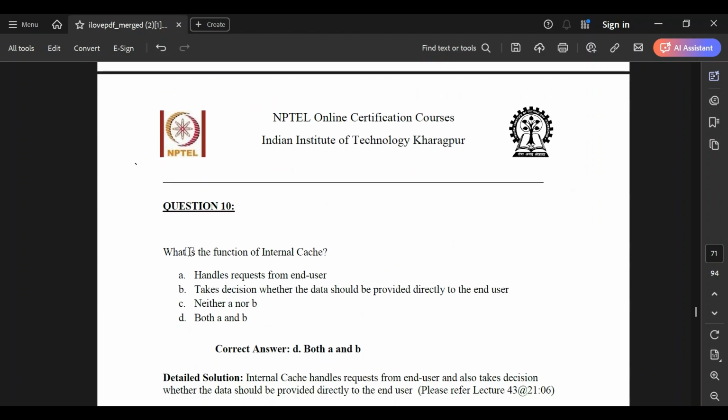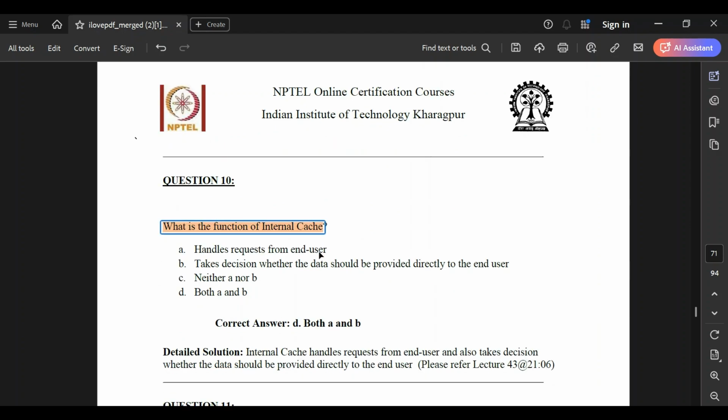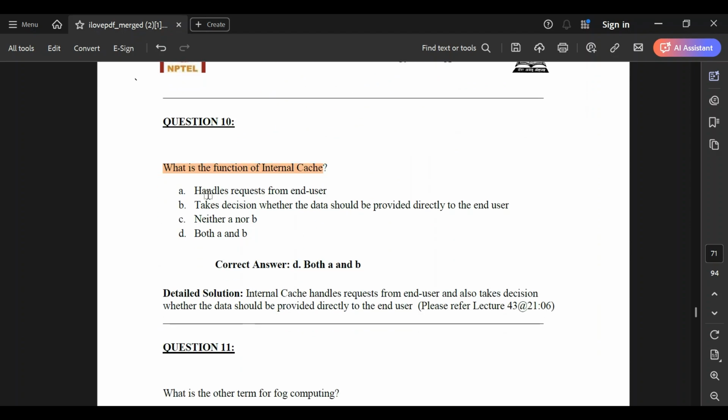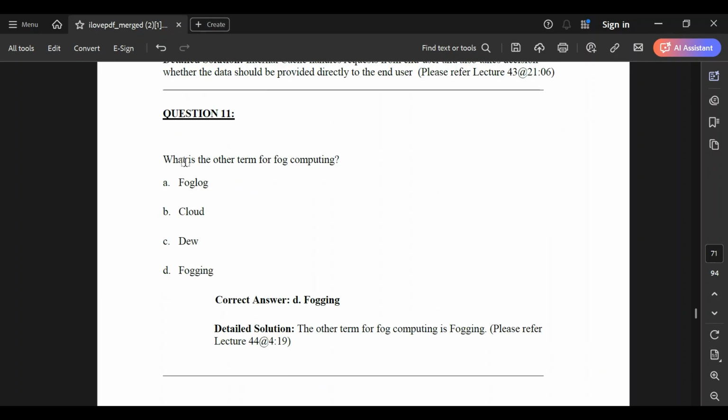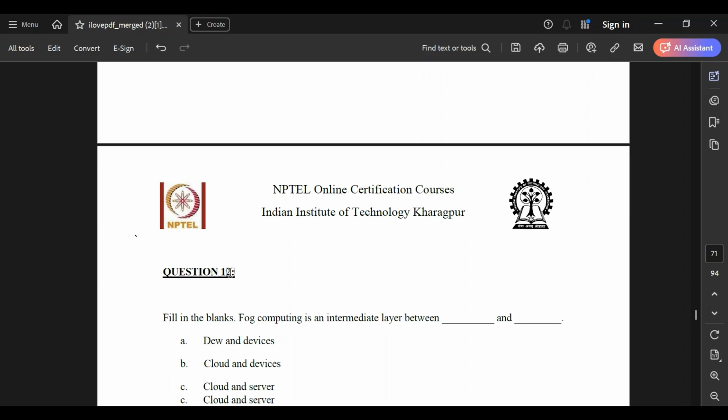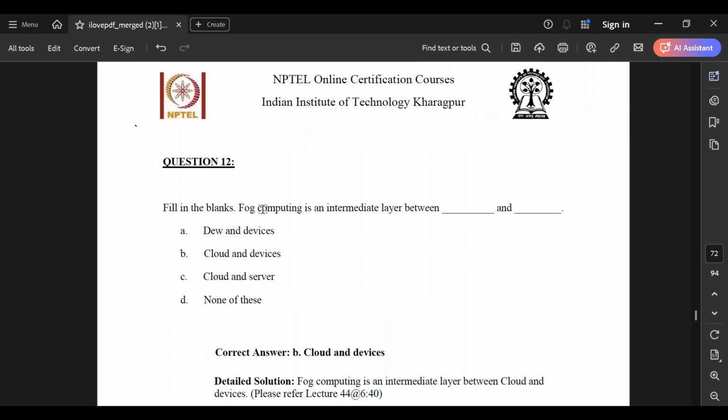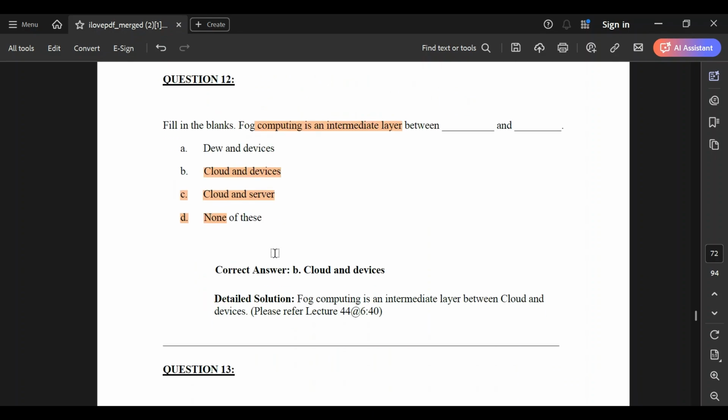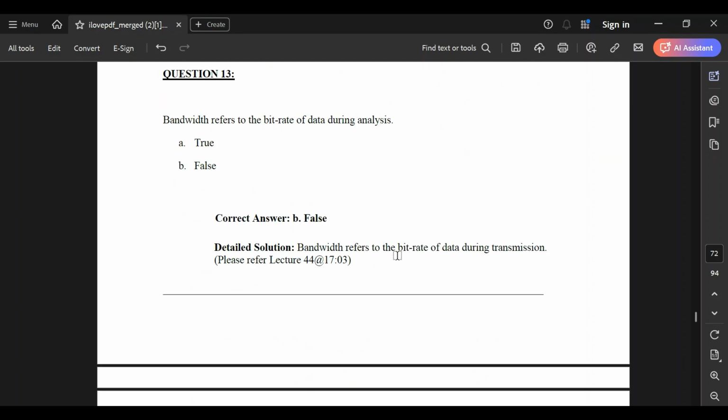Okay. Moving to the next question, what is the function of internal cache? So the function is to handle requests from the end user and take a decision whether the data can be provided directly to the end user. So both A and B. What is the other name of the term fog computing? So fogging is there. Moving to the next question, fog computing is an intermediate layer between dash. So it is between cloud and the devices. So cloud and devices is there. Option B is there. Okay.